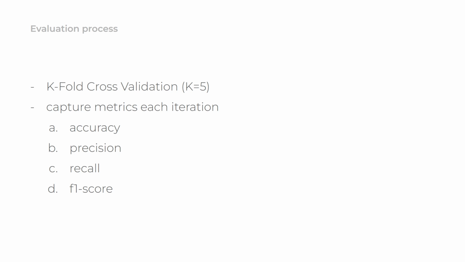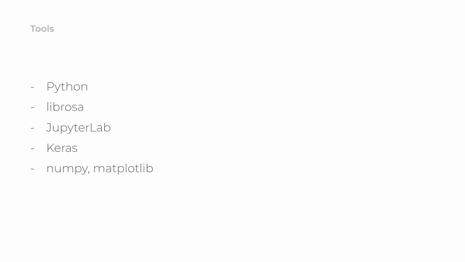To evaluate the models, we use several common metrics such as accuracy, precision, recall, and F1 score. The model testing process itself was done using k-fold cross-validation as one of the most objective. In the process of creating the models, we of course use the Python language. The basis of working with audio, especially for feature extraction, was the Librosa library. The development was done in Jupyter Lab and Keras was used for model building.